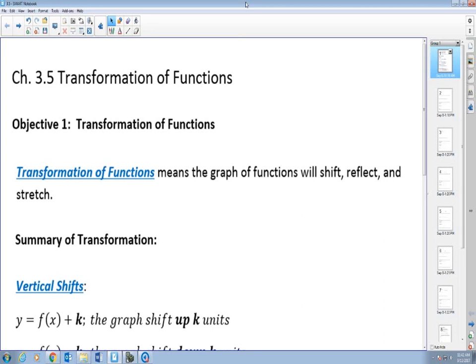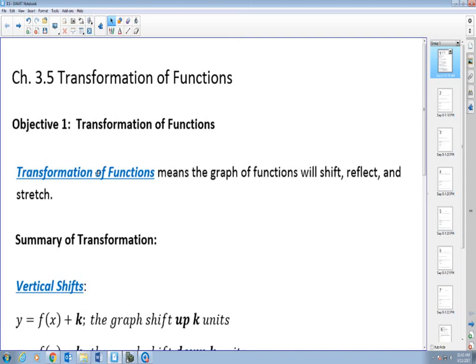Welcome to College Algebra. In this lecture video, we're going to talk about something called the transformation of functions. We kind of mentioned things like transformation of functions in other lecture videos already. So here I'm just going to formally introduce them.